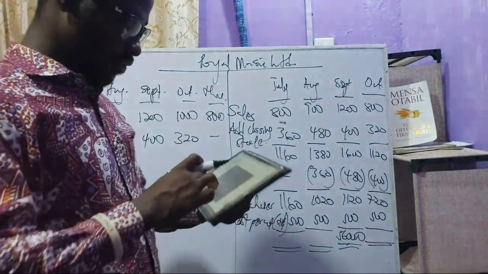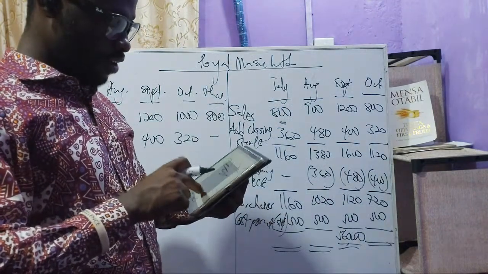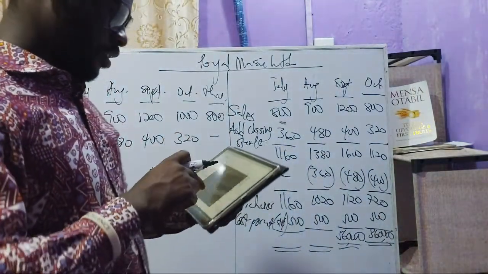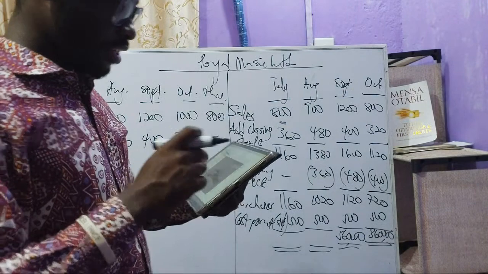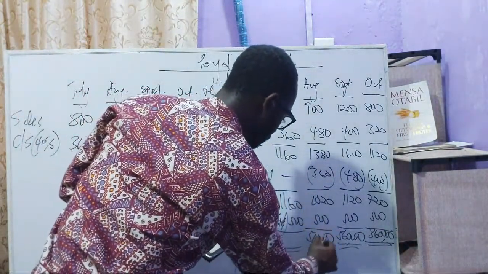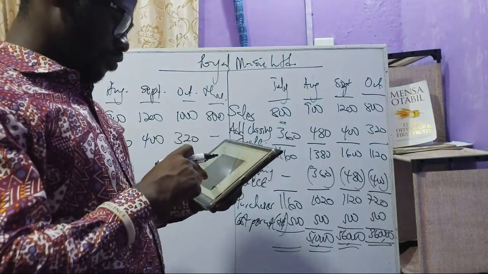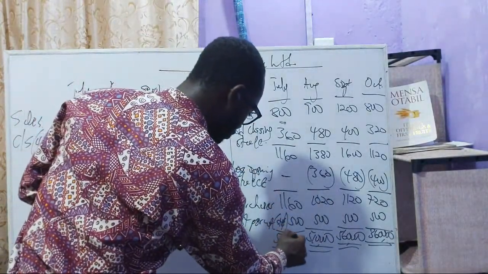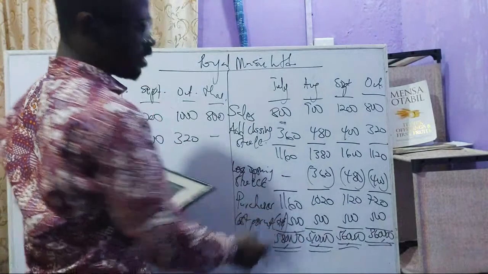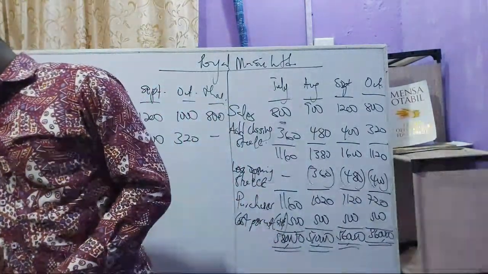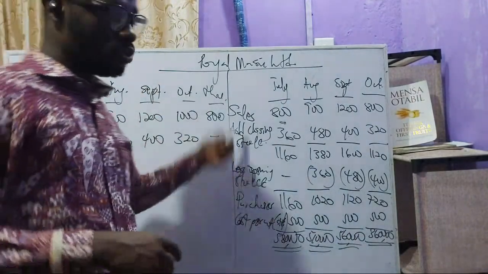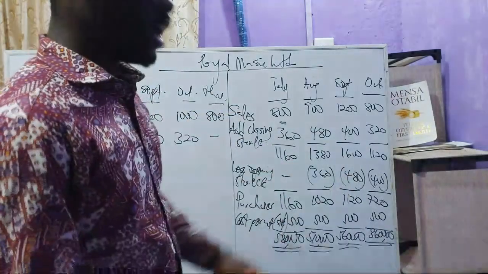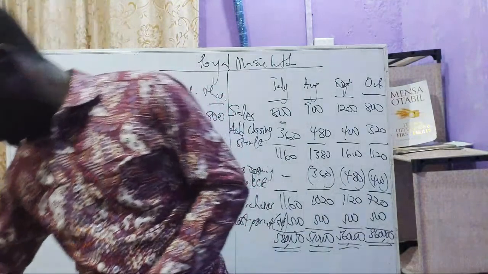And then I have 720 times 500. That will be 360,000. Then I have 1020 times 500. That will be 510,000. And then 1160 times 500. That will be 580,000. So this is the purchases budget in units and purchases budget in value. So that is the answer to the question. Remember, we calculated the closing stock first, and then we bring it there in relation to that. So you can put it down and let's continue.